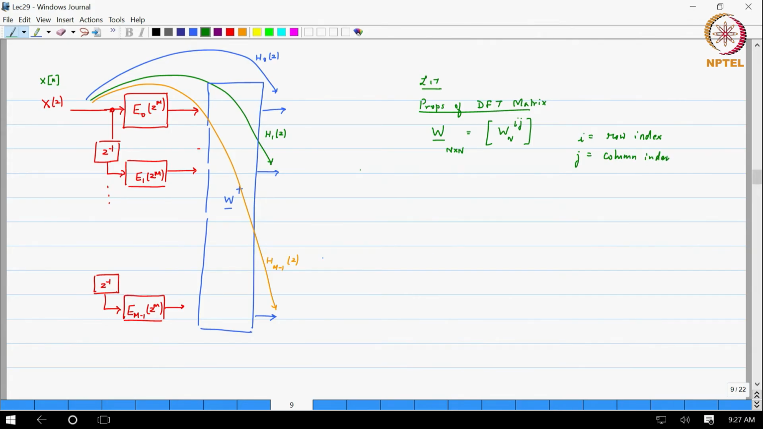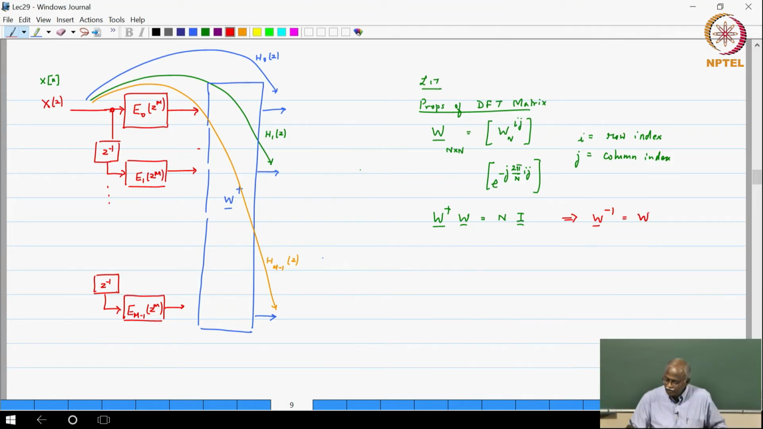Okay. So, it would be e power minus j 2 pi over n times I times j, that would be your entry inside the matrices. And we have shown through the properties of the roots of unity that W dagger times W is equal to n times the identity matrix, which implies that W inverse is nothing but W dagger divided by n, which is precisely the definition of the inverse DFT.